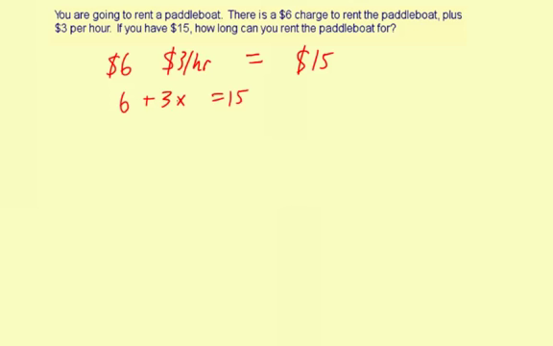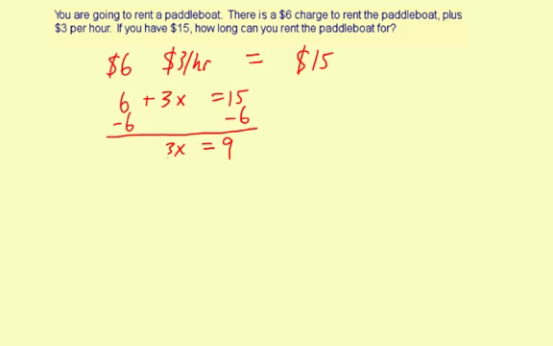Now we want to figure out what this x is. First thing I'm going to do is subtract 6 from both sides. Like that. And so 6 minus 6 makes 0. So those are opposite pairs. And then I'm going to bring down the 3x, that doesn't change. And then 15 minus 6 is 9. So my new equation is 3x equals 9.